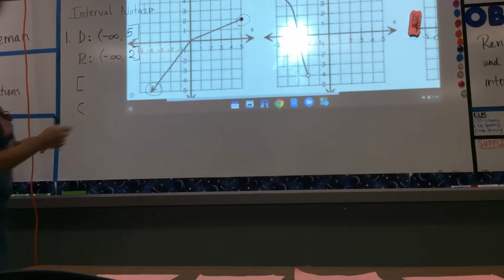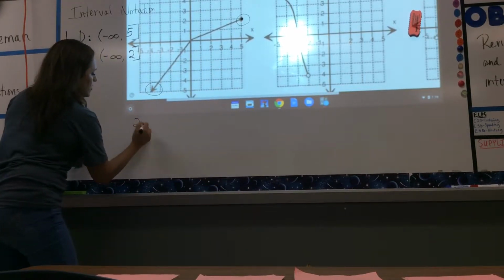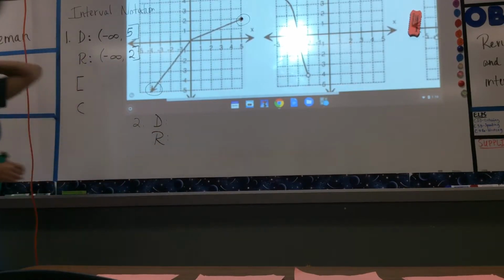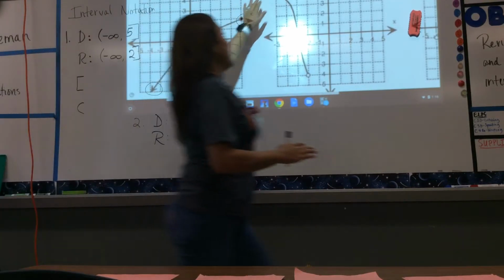Okay, let's try number 2. So go ahead and write D for the domain and R for the range. We're looking at the ends.